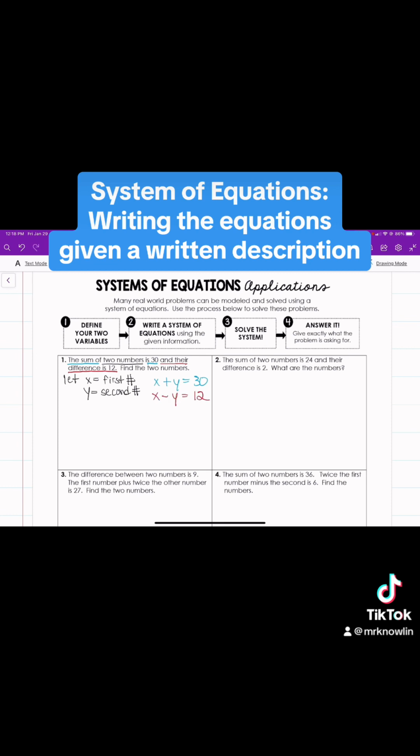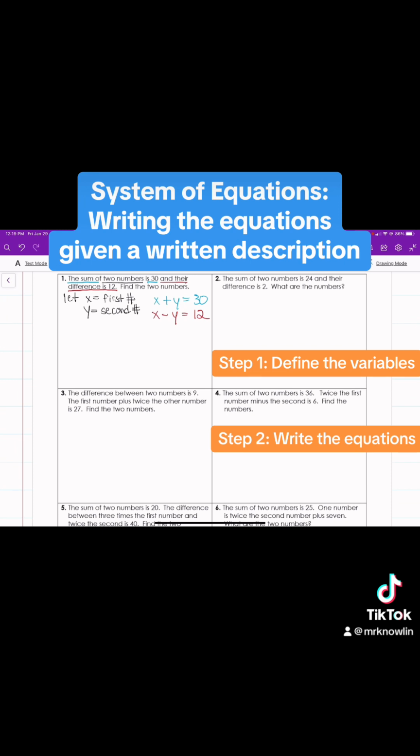So now let's go ahead and take a look at number 3. Once again, the first step is to define the variables. So we're going to say let x equal the first number. Let y equal the second number. And now we can go ahead and begin to write our equations for our system. So the difference between two numbers is 9. The next sentence tells us the second equation. It says the first number plus twice the second number is 27. So the first number is x plus twice the second number, or twice the other number. Twice means 2 times. And now we've done that.